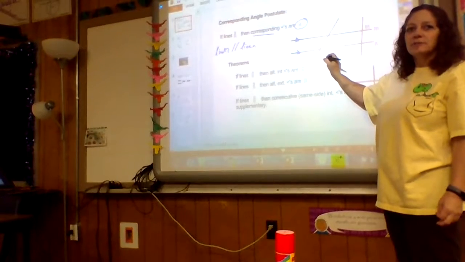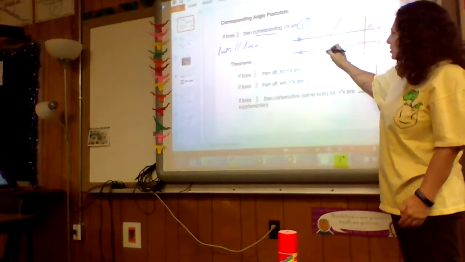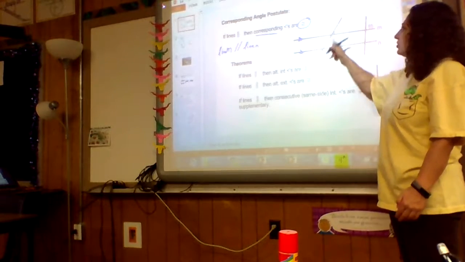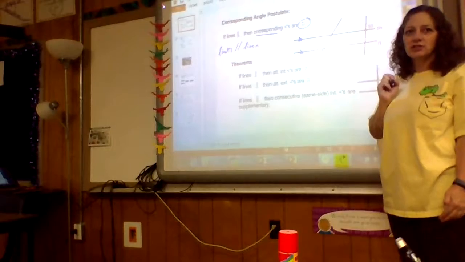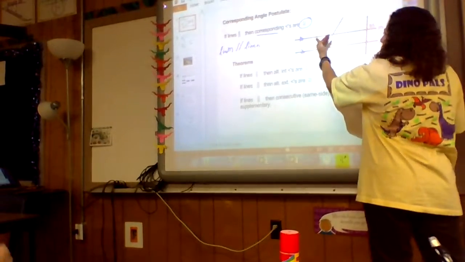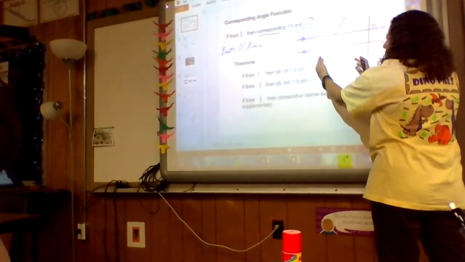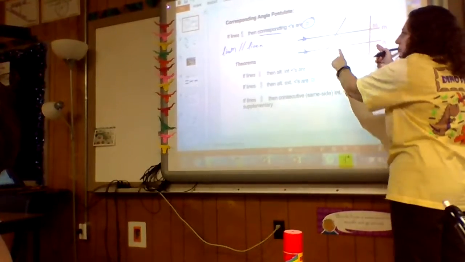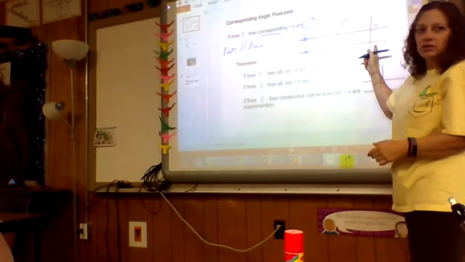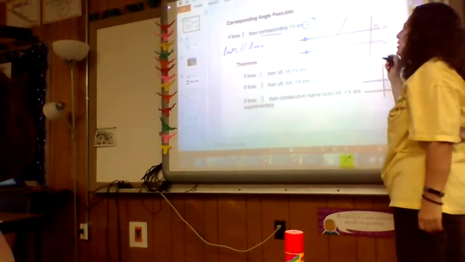Now I'm going to use the 110-degree angle as an example. 110 degrees has a corresponding angle, same side, same position. So this is on the bottom right. The bottom right, when I move across the parallel lines, is also 110 degrees. Notice that if I try to move this angle over here, these are not my parallel lines. These are corresponding angles, but the lines are not parallel. So this 110 cannot move over here. It can only move to the line parallel to that.